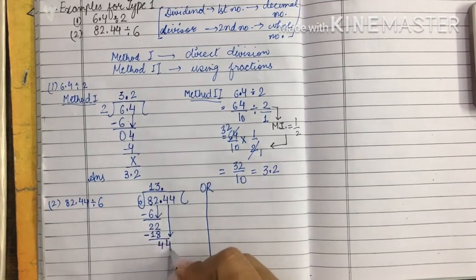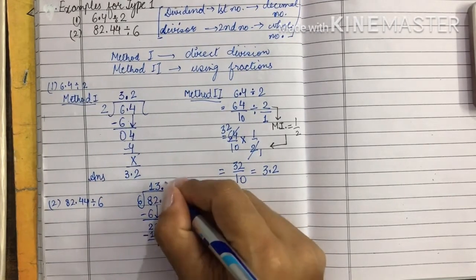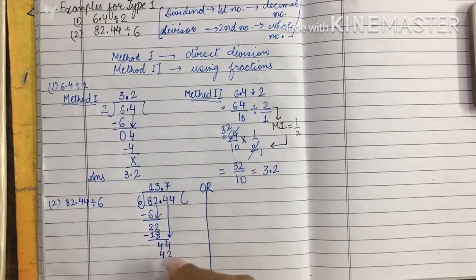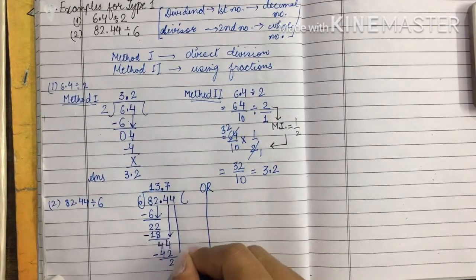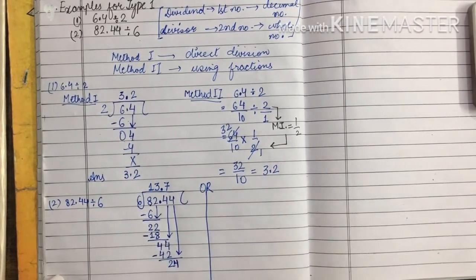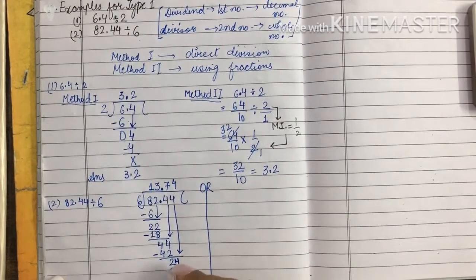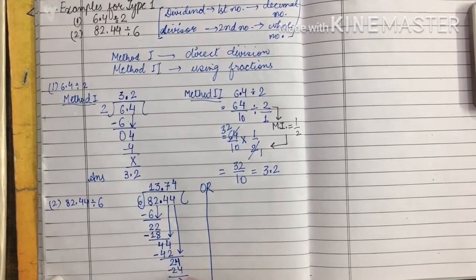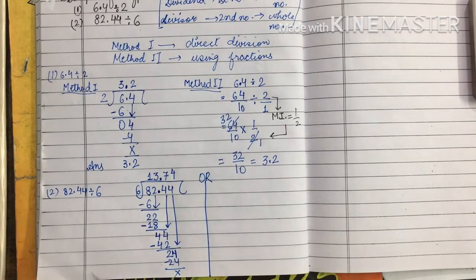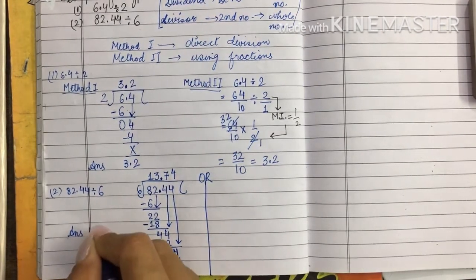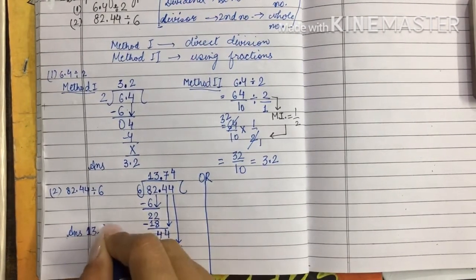So this becomes 44. This will be 6 sevens are 42. Subtracting, left with 2. Let's use the next digit, 24. This will be 6 fours are 24. The remainder is 0. So the answer is 13.74.